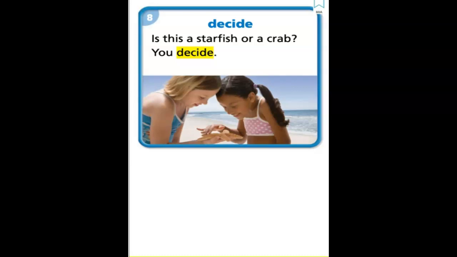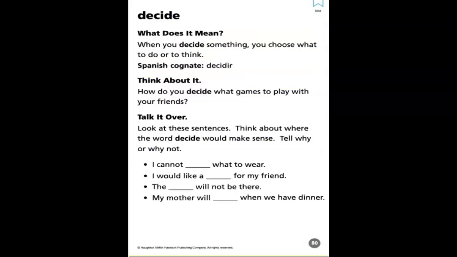Number 8, decide. Is this a starfish or a crab? You decide. What does it mean? When you decide something, you choose what to do or to think. The Spanish word is decidir. Think about it. How do you decide what games to play with your friends? So one example is maybe you guys do rock, paper, scissors to decide what games to play.